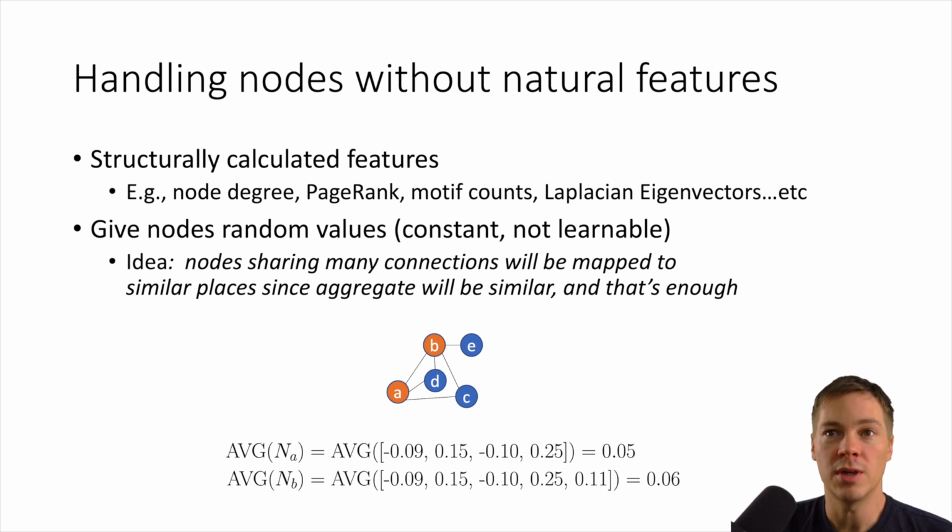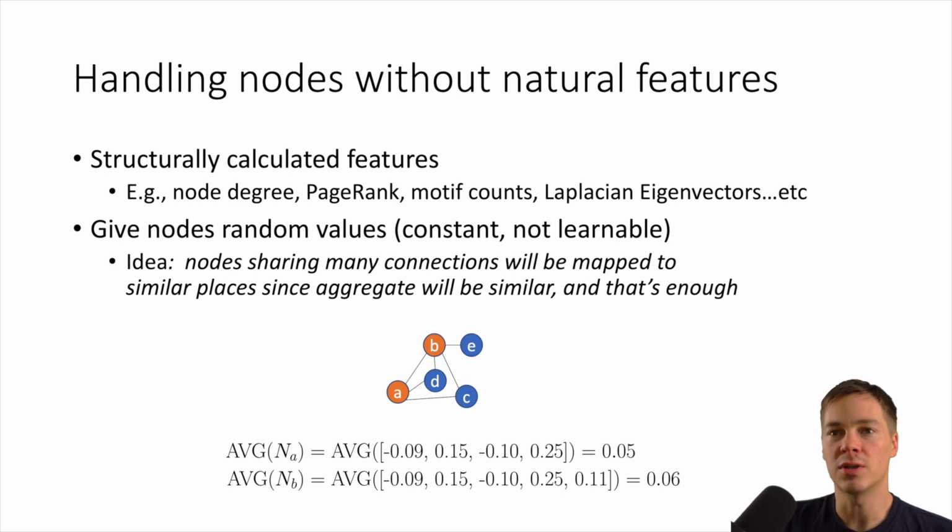One thing you could do is create features based on the graph structure. So for example, you could use something like the node degree as a feature. You could run PageRank and use the PageRank value, or you could count different motifs, like closed triangles: how many closed triangles a particular node is involved in, or higher-level motifs. Or you could calculate the Laplacian eigenvectors and use the values of those eigenvectors as features.